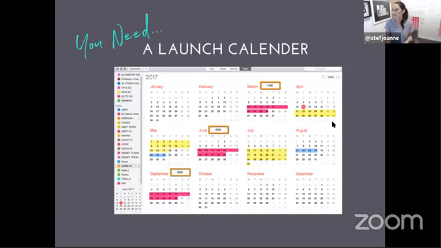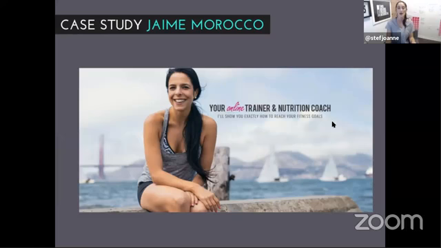So we're in the business of business. We have to make this happen. This is what a launch calendar looks like. This is on my Apple Calendar. You can use yours in your Google Cal, and if you're old school and you want to go pen and paper, totally cool. I just need you to have a launch calendar. We're going to map this out, and I'm going to use my awesome client, Jamie Morocco, as a case study to help you through this. So let's get it done.